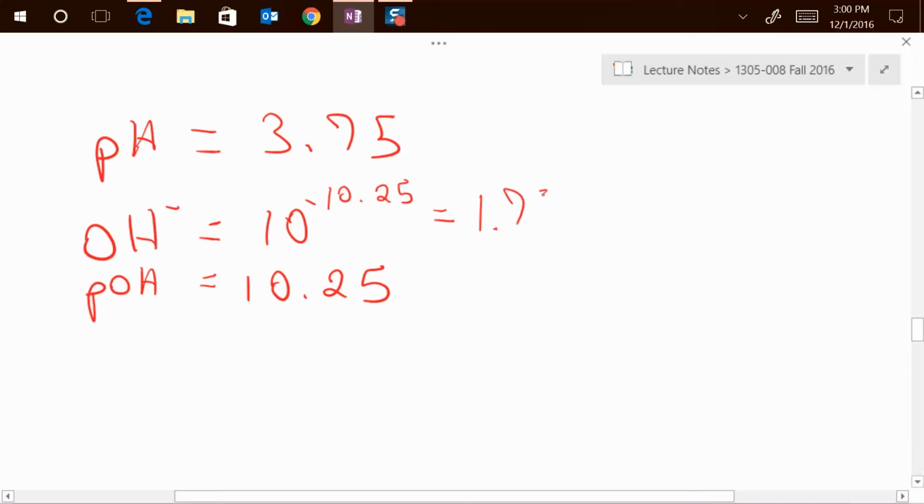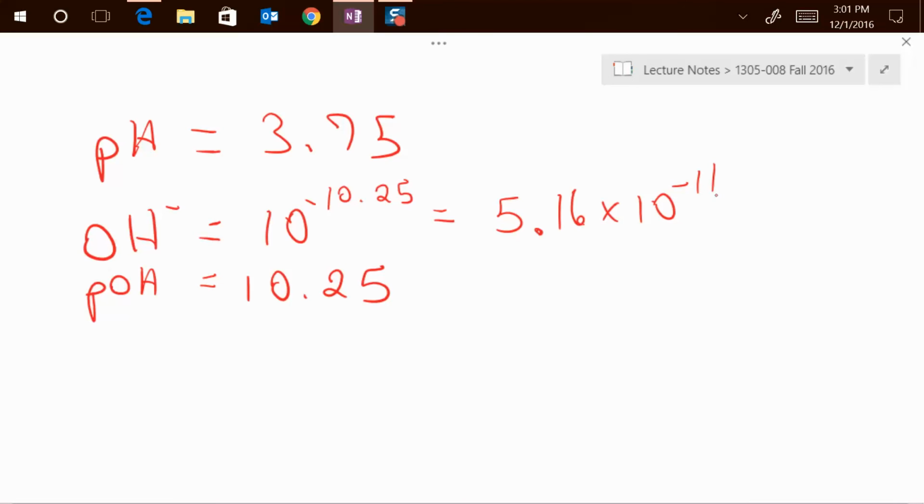1.78 times 10 to the... 10. Just regular 10, no negative. That can't be right. Say it again. 10 to the what? Negative 11. Okay, there we go. So it's negative 10 to the negative 10.25. That's how you got a huge number instead of a small one. I got 5.62. It's not 5.16, it's 5.62. To the negative 11.